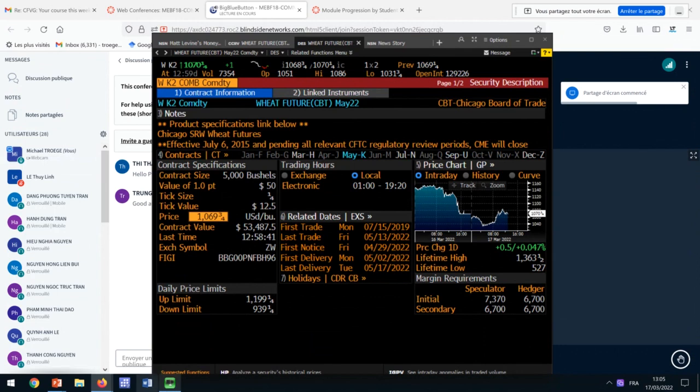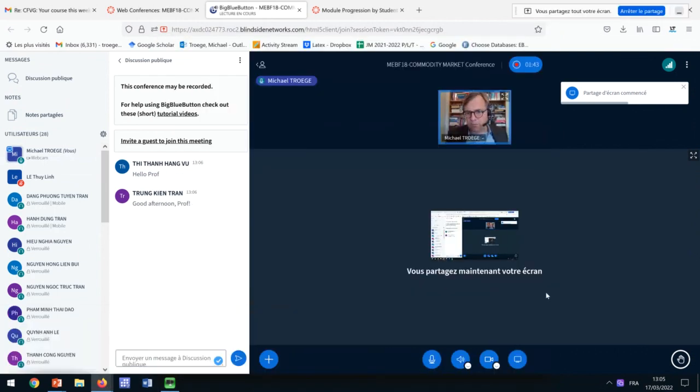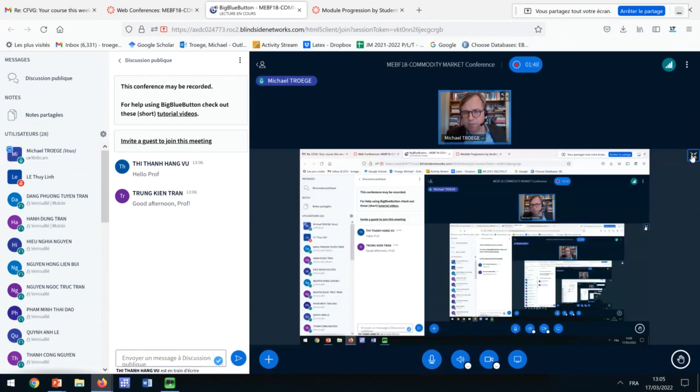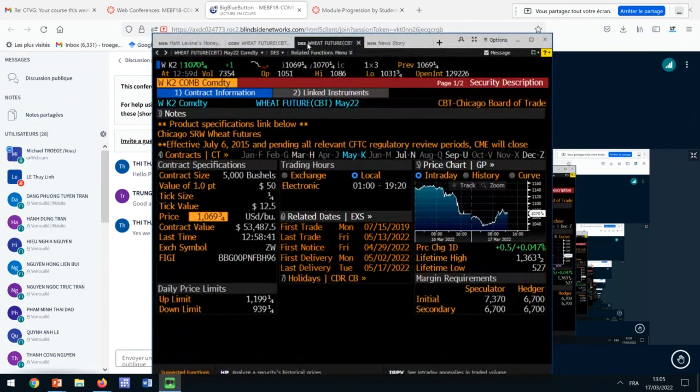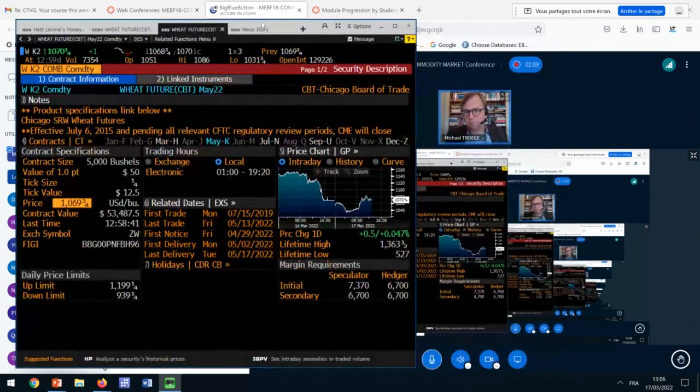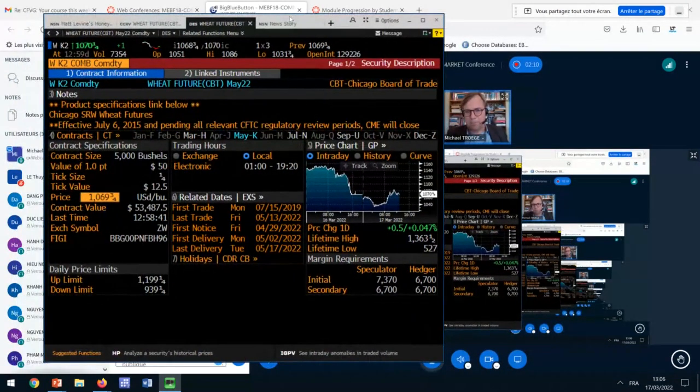Can you see that? Let me see. No, it's all small again for some reason. Okay, now we have the infinite regress, but when I change it to Bloomberg, you should be able to see the Bloomberg screen. I cannot push it around. Oh, I can. Okay, so that's not too bad.